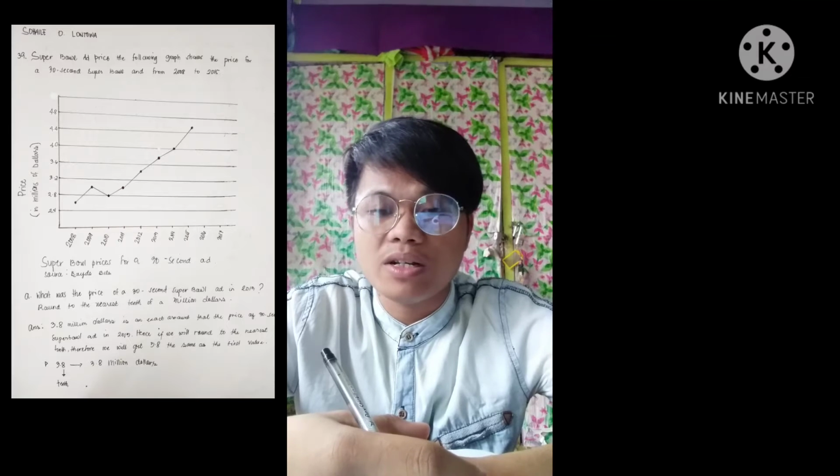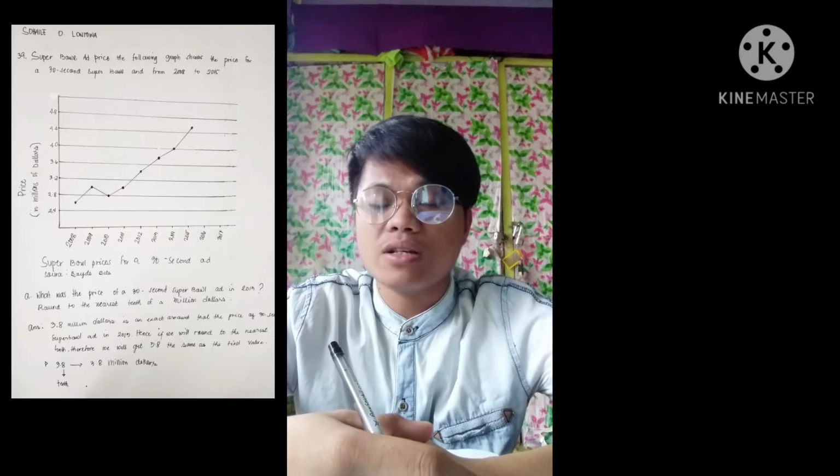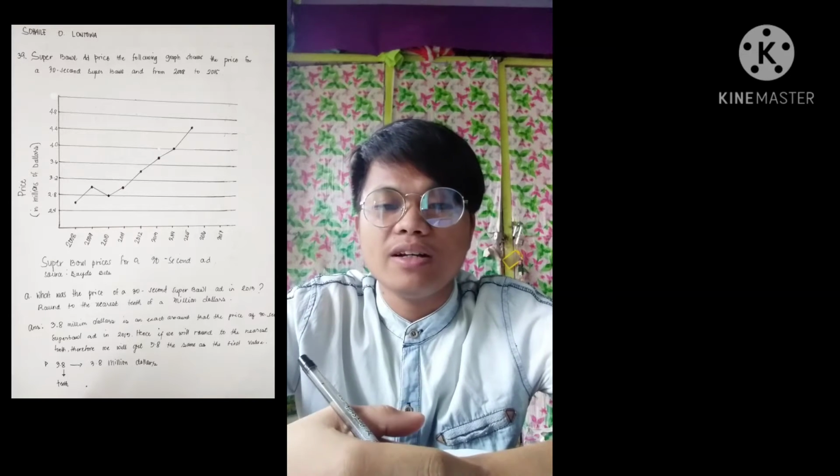But in rounding off numbers, you can only round off if the number that follows a particular digit is greater than or equal to 5. Then, if the number is lower than 5, you cannot round it off anymore.